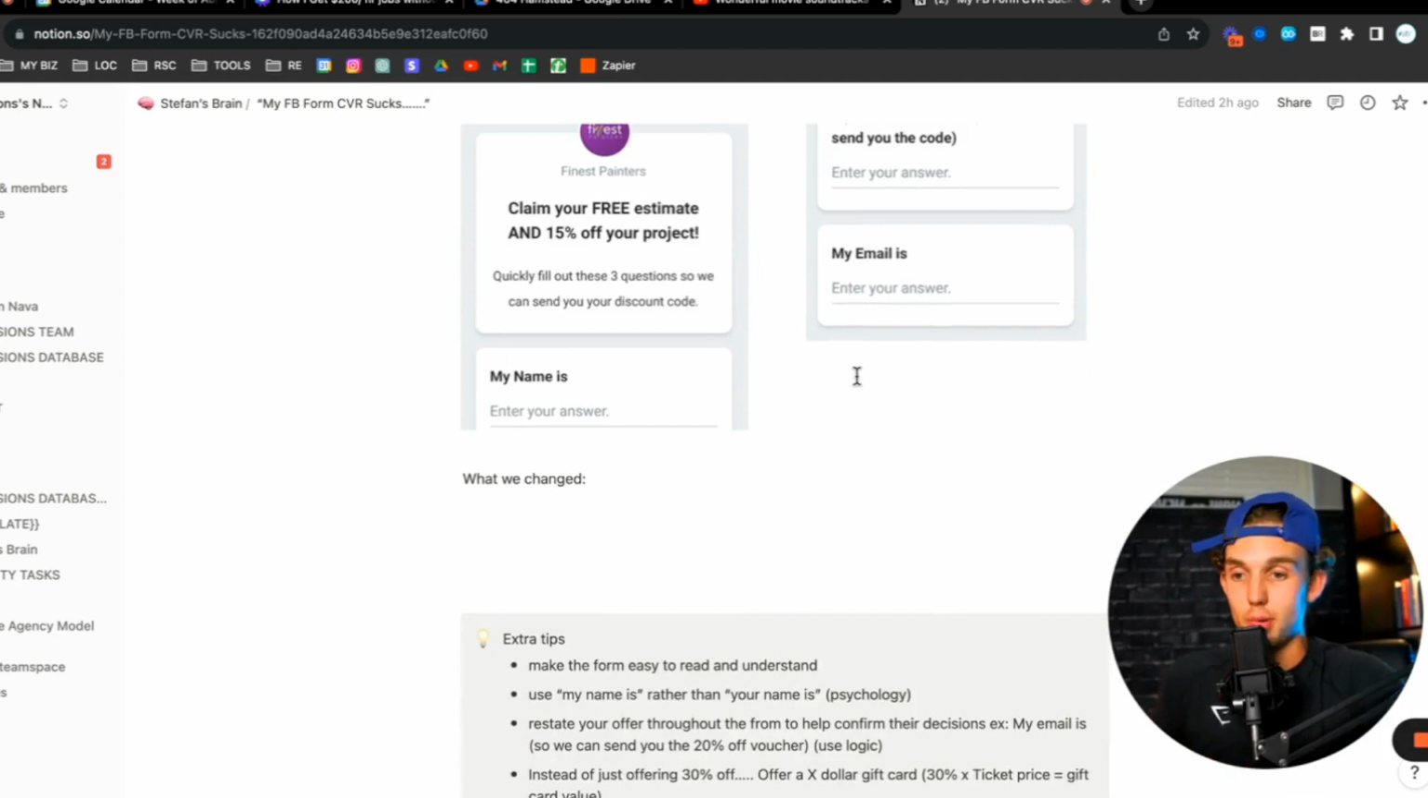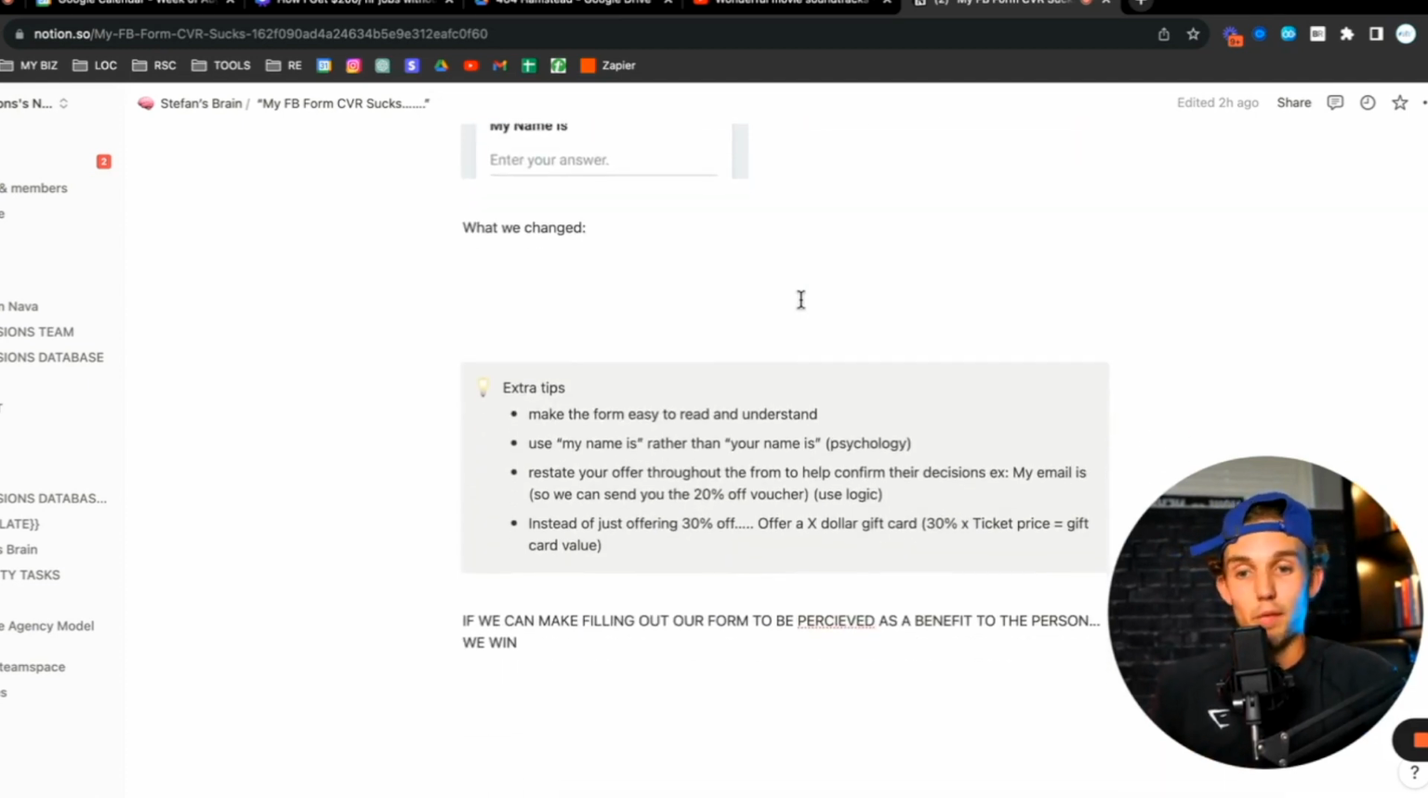Obviously, you don't see all the pages here, but this is the main one. And a few extra little tips for you that will hopefully make you more money as well: make the form easy to read and understand. Do not write a whole entire story. Okay, there's no reason to start writing entire stories and paragraphs and using intricate language on your lead forms. Keep it short and simple. Okay, KISS. Keep it simple, stupid, right? Now, the second one here is use my name is rather than your name is. Okay, it's just psychology, makes it more likely for them to answer.